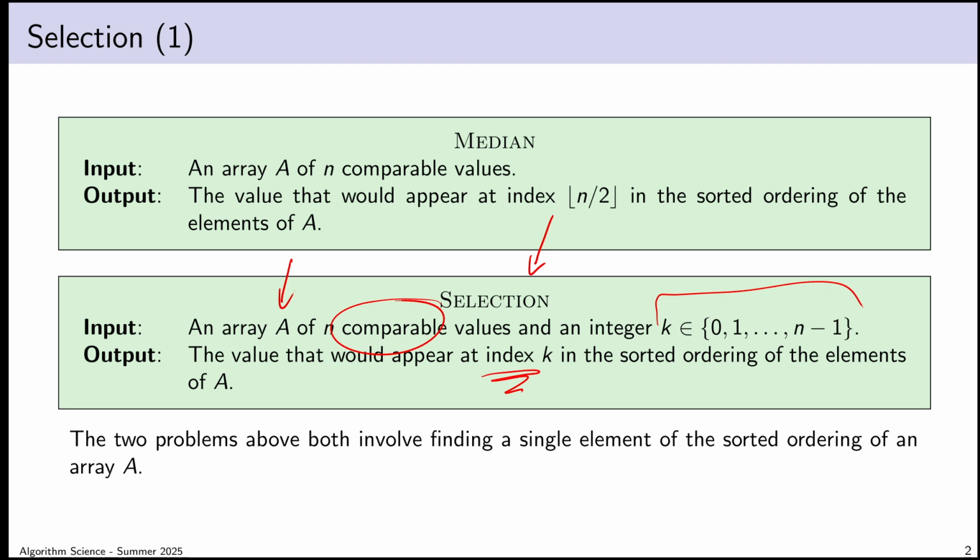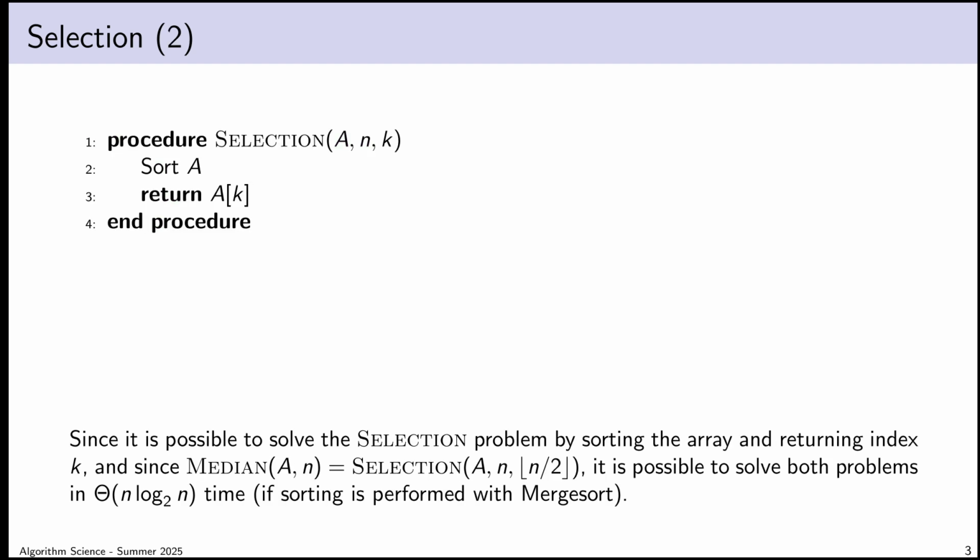So hopefully it's clear that these do feel a bit like sorting problems. In fact, they seem so similar to sorting problems that I already have a pretty good idea for an algorithm that might work to solve the selection problem. It's this one. I purport that this procedure will give us the right answer for selection. You give me an index k, so I'll just sort the array A, and then I'll just return to you the thing at position k.